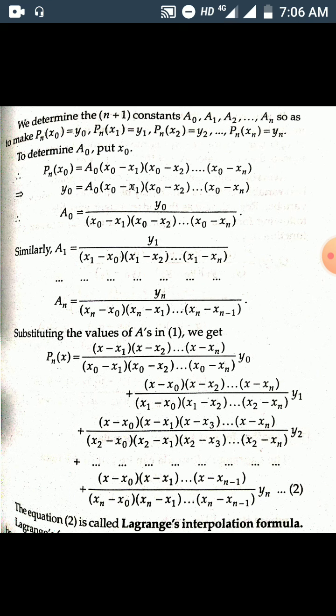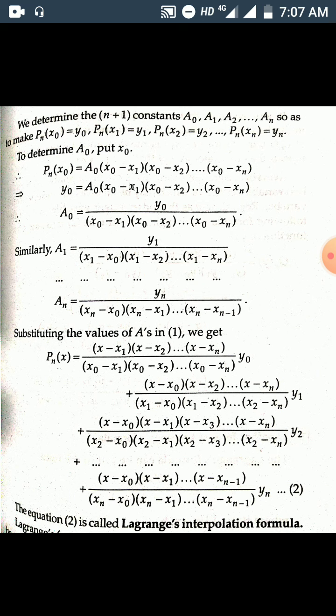Since Pn(x0) is equal to y0, we are left with y0 equal to a0 (x0 minus x1)(x0 minus x2)...(x0 minus xn). So a0 is equal to y0 divided by (x0 minus x1)(x0 minus x2)...(x0 minus xn). Similarly, by putting x equal to x1 in equation 1, all the other terms become 0 and we are left with only a1. So a1 is equal to y1 divided by (x1 minus x0)(x1 minus x2)...(x1 minus xn). Similarly, by putting x equal to xn, we get the value of an as yn divided by (xn minus x0)(xn minus x1)...(xn minus x(n minus 1)).